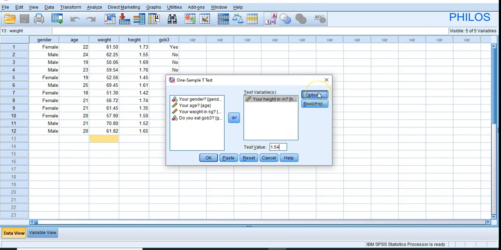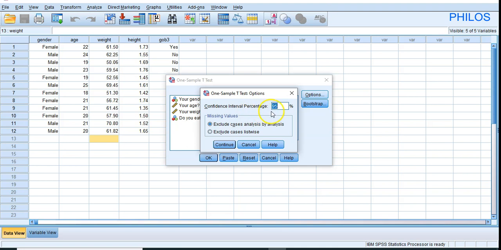Then you come to options here and check out the confidence interval percentage. The default one is 95%, and I'm also going to use 95%. You can change it to 99% depending on your research. But there's something I want you to know: 95% confidence also means 5% level of significance, that is 100 minus 95, which gives you 5. And 99% level of confidence is the same as 1% level of significance. So I want to use the 95% level of confidence, which is the same as 5% level of significance. So I just click on continue.